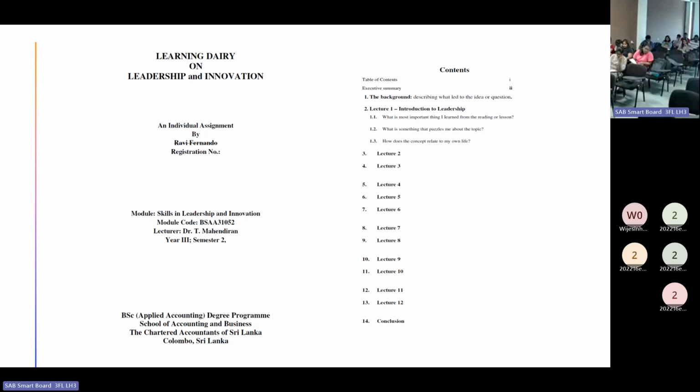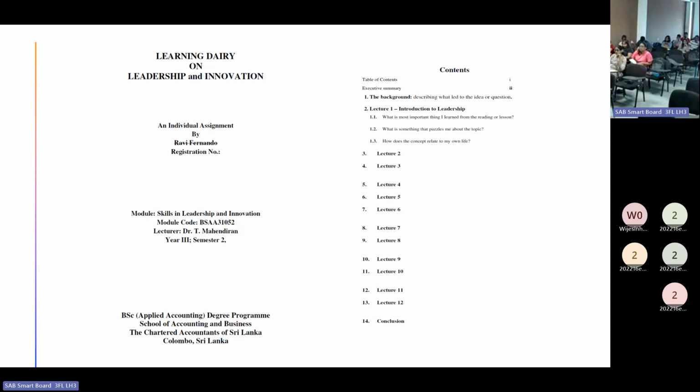This is the cover page. I will upload it today once you agree on the date. Okay. This is the cover page. First, learning diary on leadership and innovation, individual analysis. So, one of my students in MBA, without editing, he just submitted it this way. Okay. Don't do that. You understand what I'm trying to say? I gave a format and he didn't change even his name. So then I had to call him and ask what his name and index number were. Don't do that.